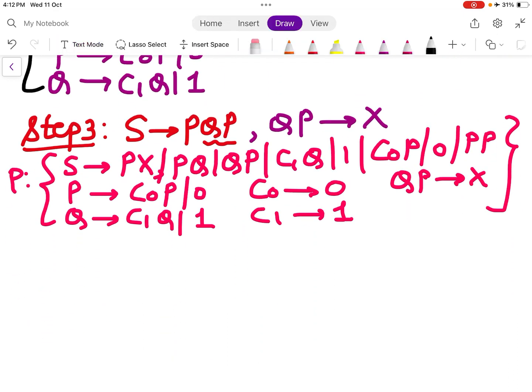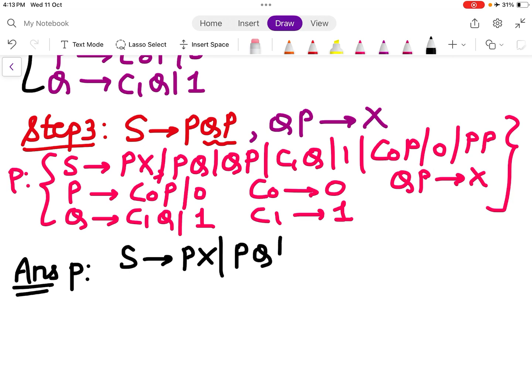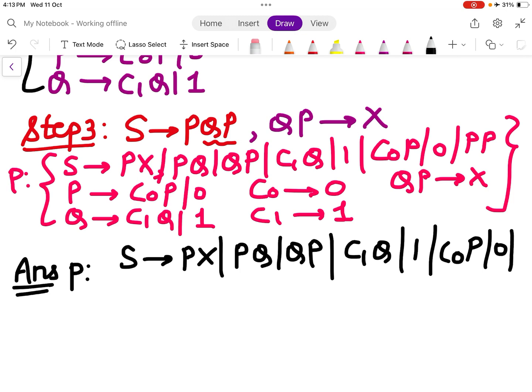So the final answer, I am writing it in black. The answer for Chomsky normal form production is S is PX, PQ, QP, C1Q, 1, C0P, 0, PP. So all these are allowed. 2 non-terminals are allowed and 1 terminal is also allowed.